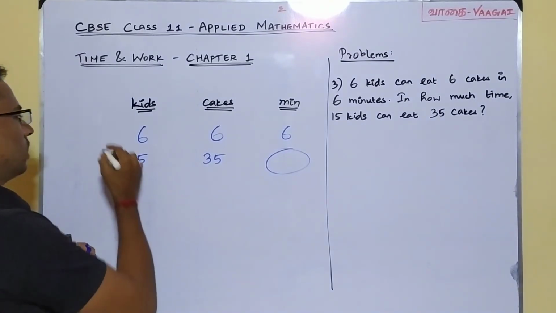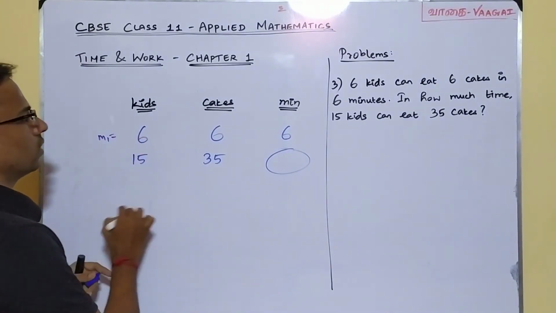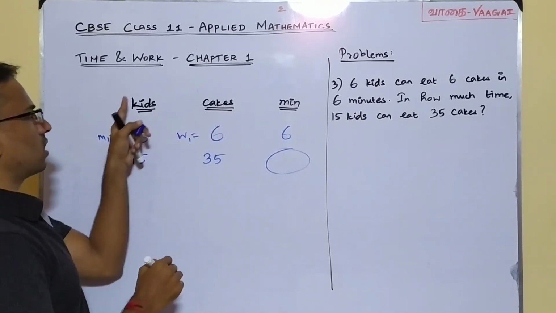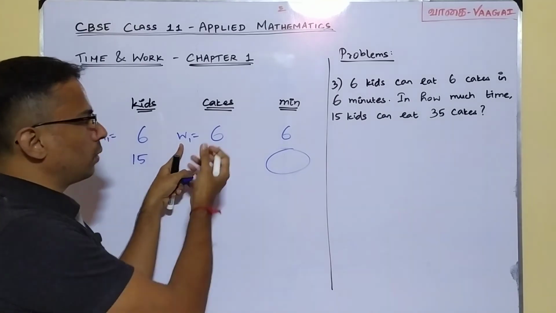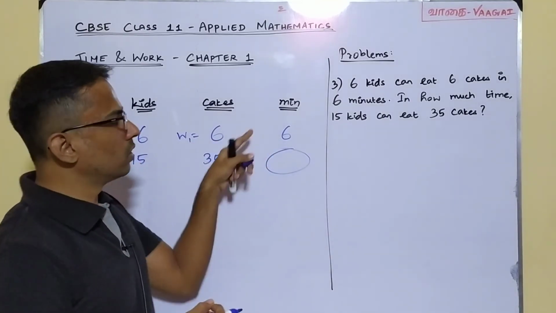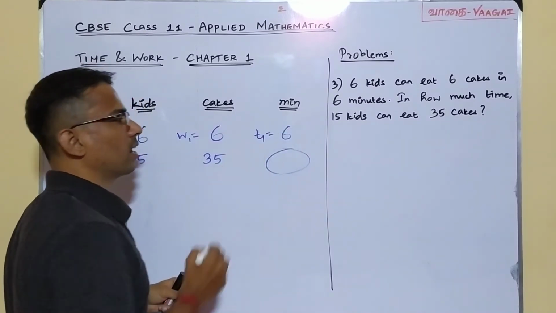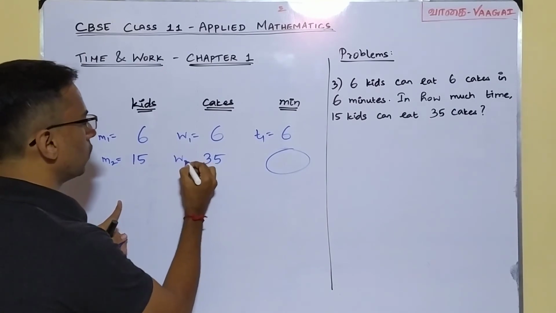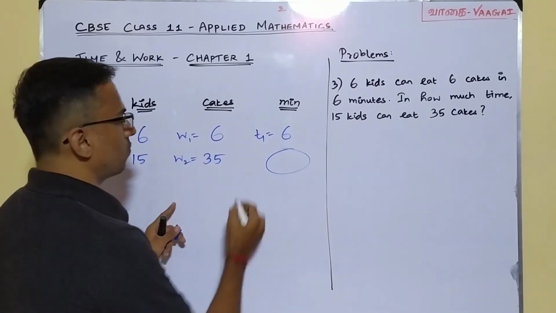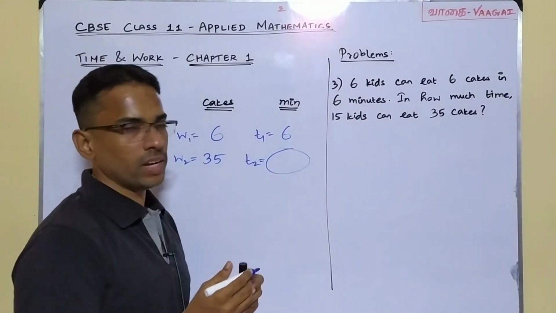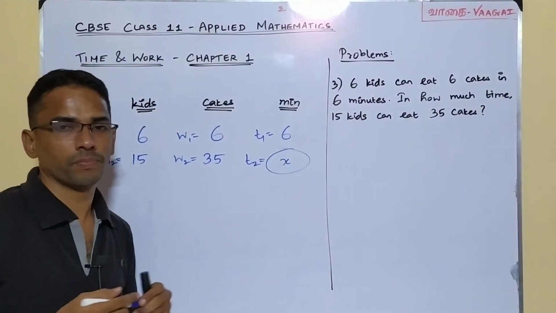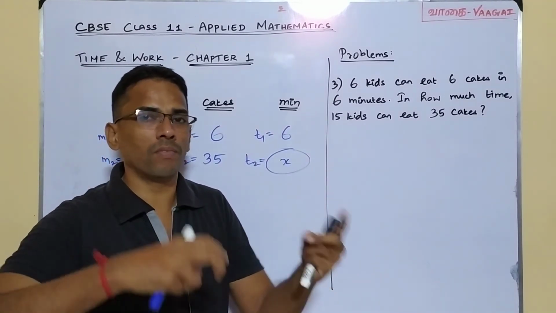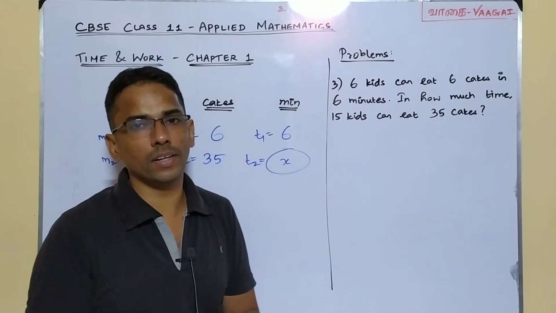As usual, let's take the values to be M1 here, and this is going to be work 1, because we have just discussed manpower is kids here, eating cakes is the work, and time is in terms of minutes. So time 1, we'll take it like this, and here M2 is 15, W2 is work 2, which is 35, and T2 is what we are supposed to find, so let's take it to be some X.